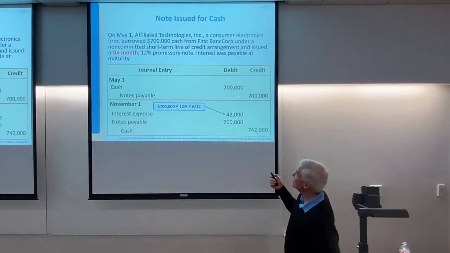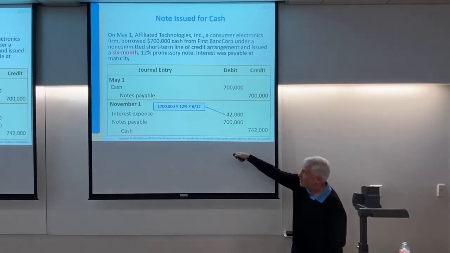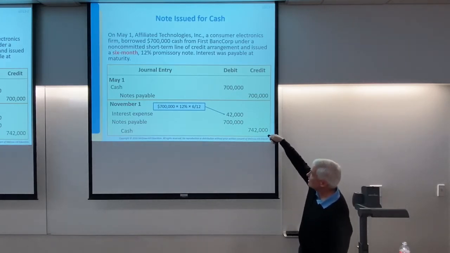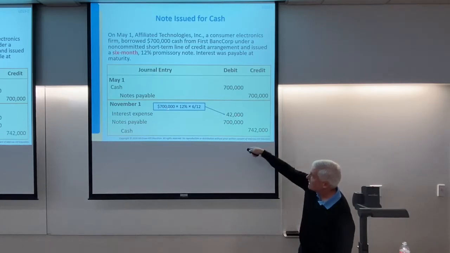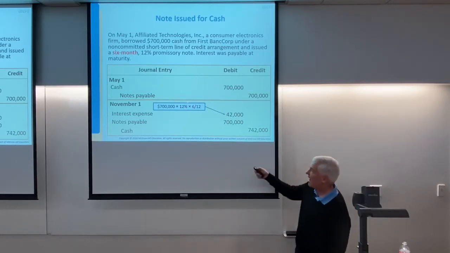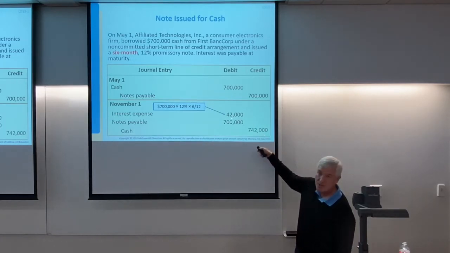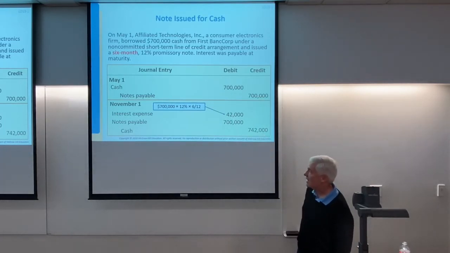So first entry, debit cash, credit the notes payable, May 1st, and then the final on the last day of this note is November 1st, 6 months later, and there's $42,000 of interest, $700,000 times a 12-month rate times 6 divided by 12 months, half, $42,000. In other words, 6% times $700,000, $42,000. And so we're going to credit cash, debit interest expense for that 6 months, and debit the notes payable.